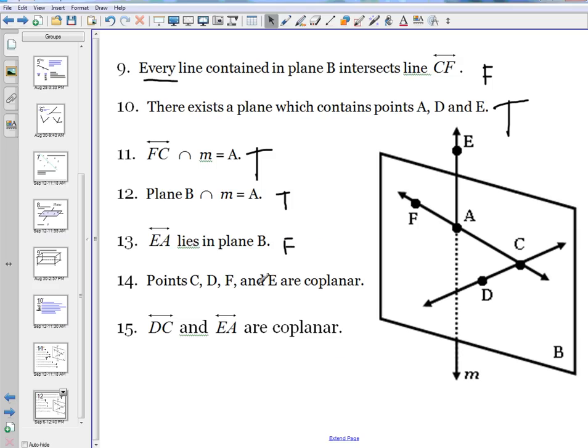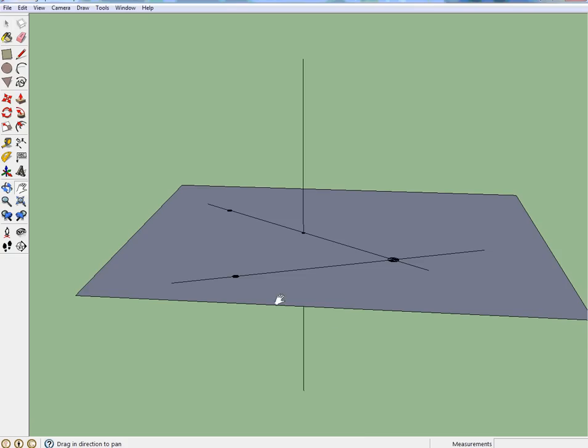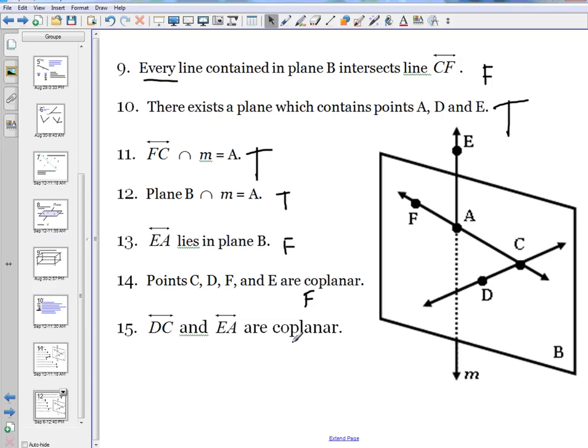Are points C, D, F, and E coplanar? C, D, F, those are on this plane, but E is up above. So that's a false. And the last one for this video, DC and EA are coplanar. Is this line, DC, and the other line, EA, are those on the same plane? And that's a little tricky. DC would be this one. EA goes up and down this way. These are not on the same plane, so the answer is no. So false. And that's it for this video. I just want to go over one quick example of points, lines, and planes.